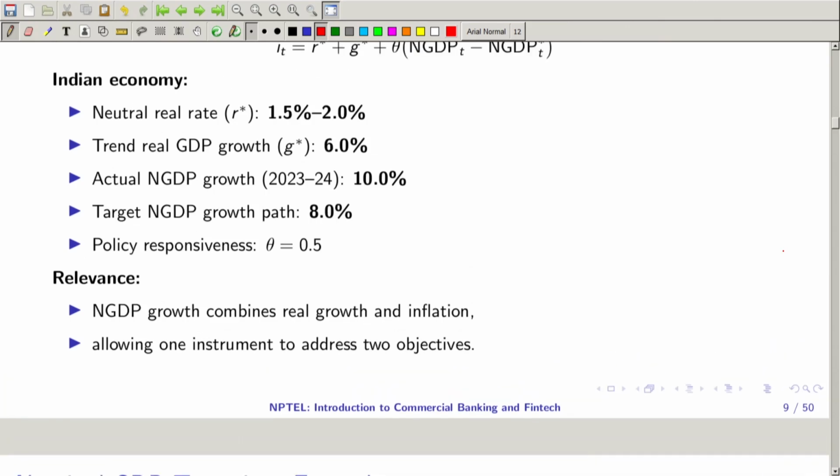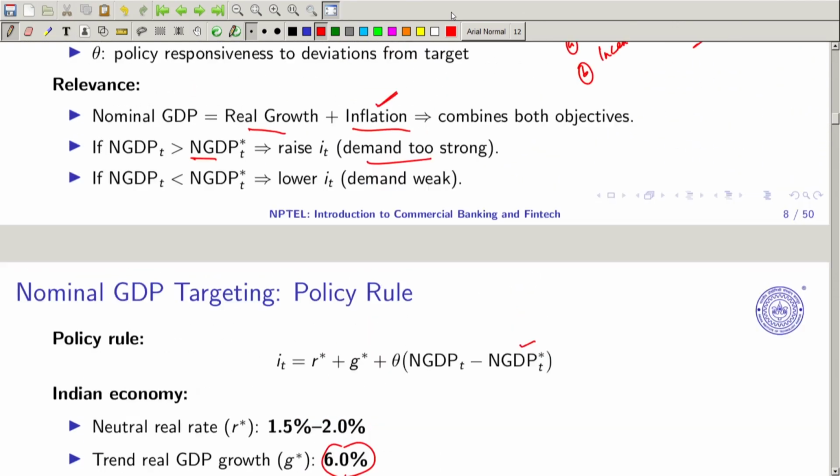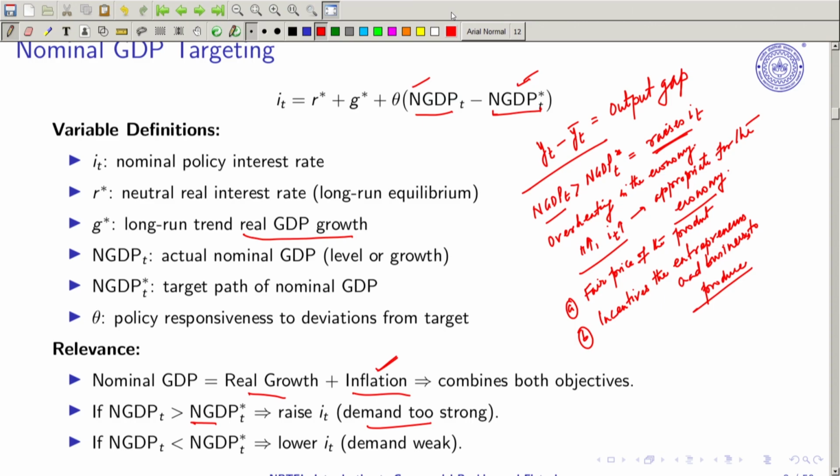So 6% I mentioned about this. G star is the trend, right? I told about NGDP T star, but here it is G star, and the target NGDP growth is 8%. So 8% is this, which I discussed as the potential. So here you can see it is the target. You have to consider only the target output, which means this is what the economy should be achieving, and how much is the actual.